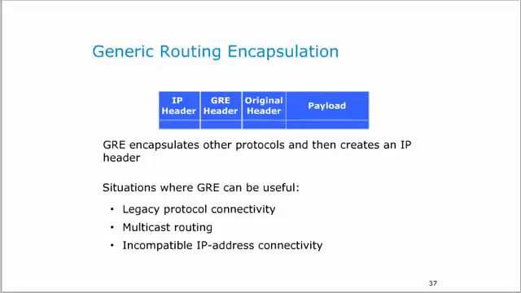Incompatible IP address connectivity. If a corporation merges two LANs that have incompatible IP addresses, it can use GRE to route between those LANs, without manually changing IP addresses at multiple stations.